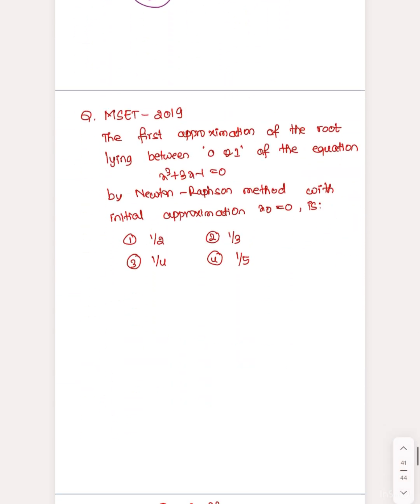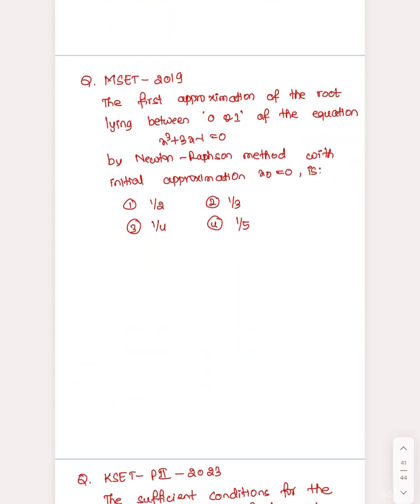Now, a question of MSET 2019. The question says: the first approximation of the root lying between 0 and 1 of the equation x cube plus 3x minus 1 is equal to 0 by Newton-Raphson method with initial approximation x0 is equal to 0 is? What is the first approximation? The initial approximation is 0 and f of x is equal to x cube plus 3x minus 1. Therefore, f dash x is equal to 3x square plus 3.